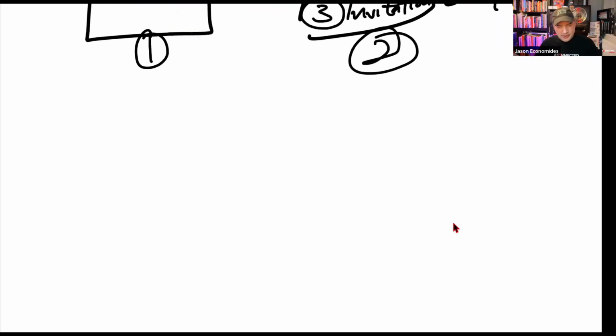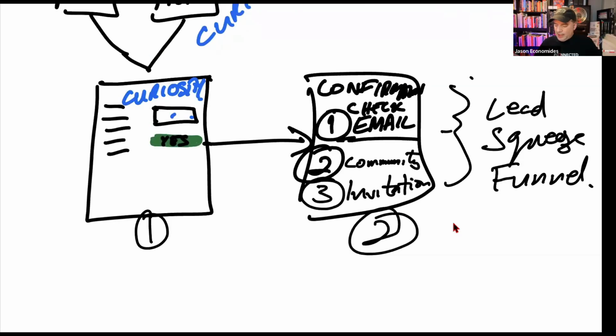The not so good thing about it is that because they don't actually find out what the thing is, and whether it's properly relevant to them, until they opt in, they may or may not be well qualified for whatever the next thing is that you're eventually wanting to invite them to and sell them to.